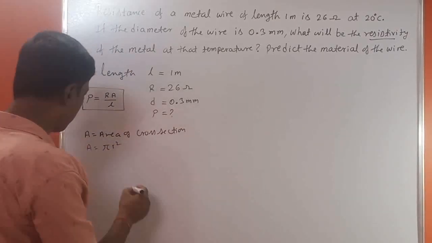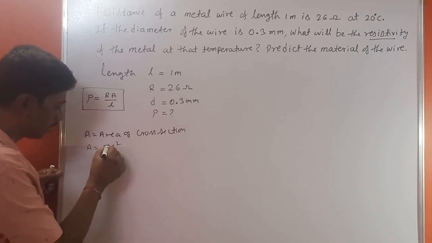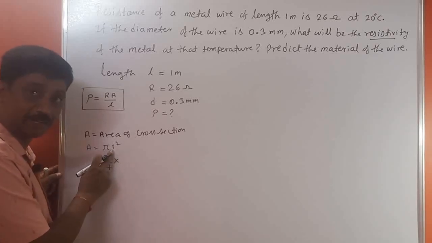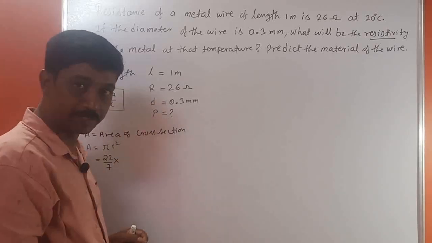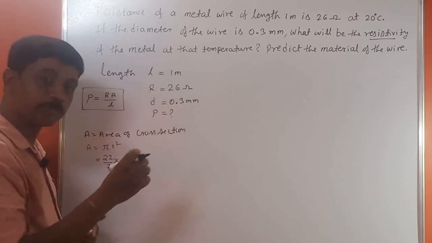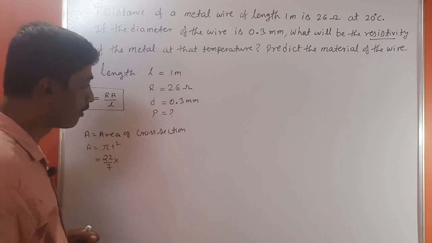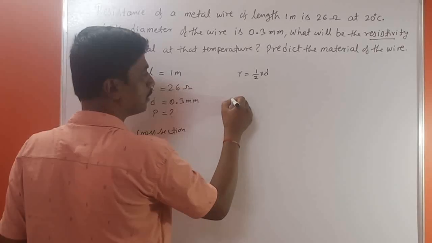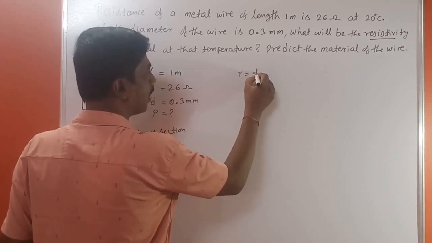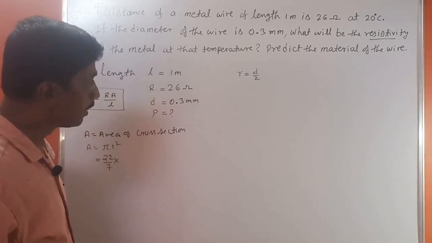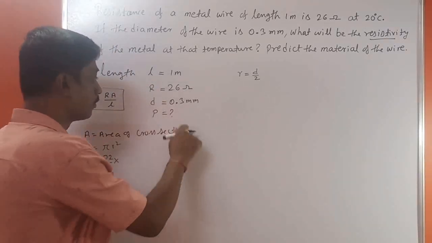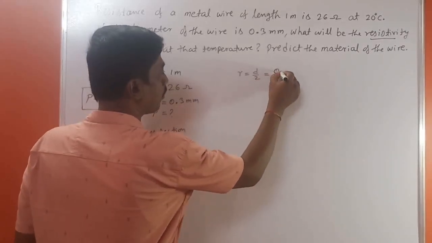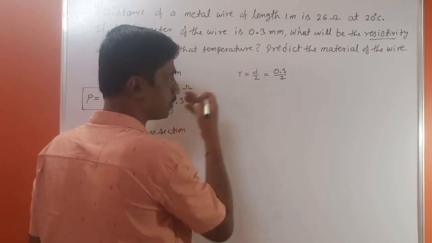Now when you say this area of cross section pi r square, what is pi? 22 by 7. Now they have mentioned radius in the formula and they have given you the diameter here. So the diameter must be converted to radius. How do you do that? You know the relation very well, that radius is always half of the diameter. That is the radius. Now the diameter they have given you is 0.3 millimeters. So if I put 0.3 millimeters by 2, this is the radius.